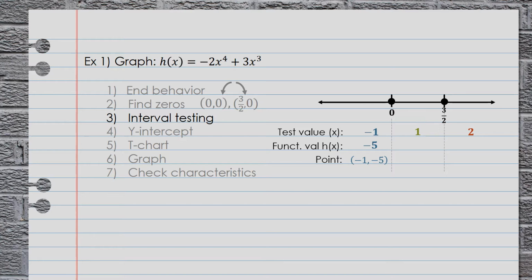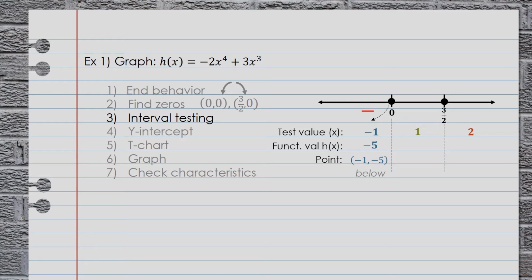Now because when I plugged in a -1, my result was a -5, that means if you were graphing, would your point be above or below the x-axis? Well, since it's a -5, that means it will be below the x-axis, which means your graph will be going down below the x-axis. So I draw a small sketch along my number line as a visual reminder.